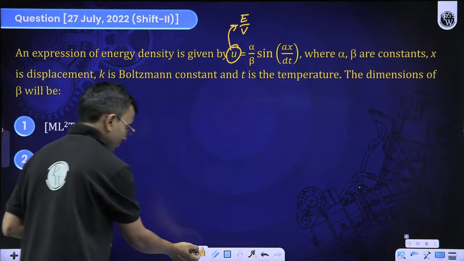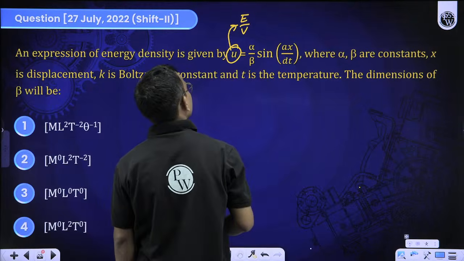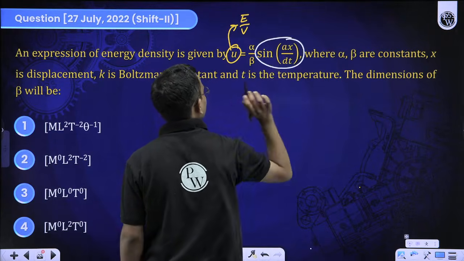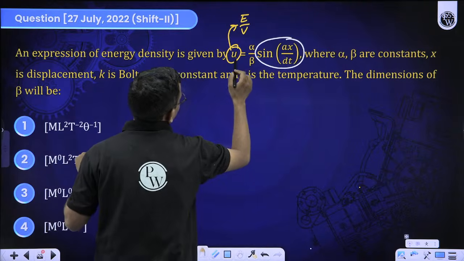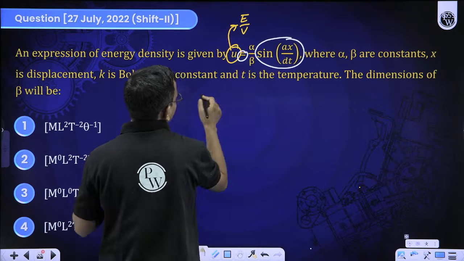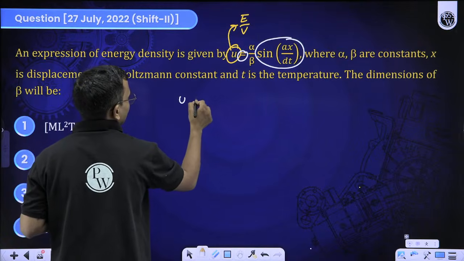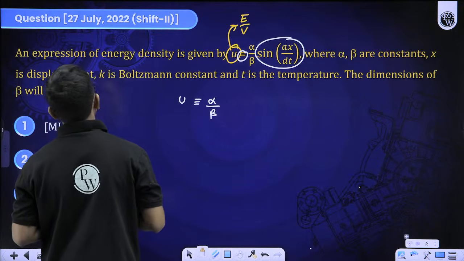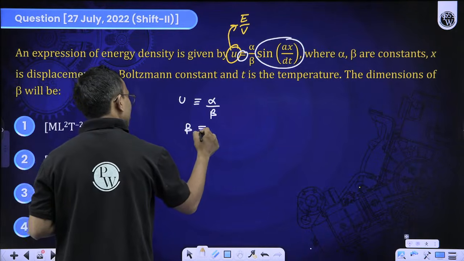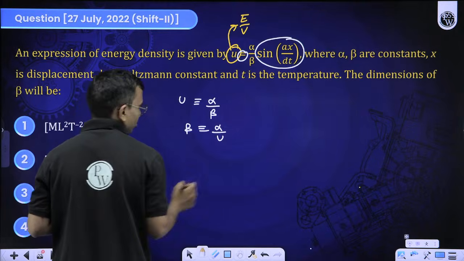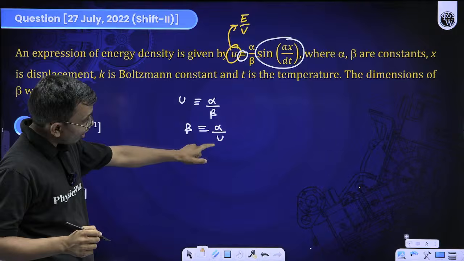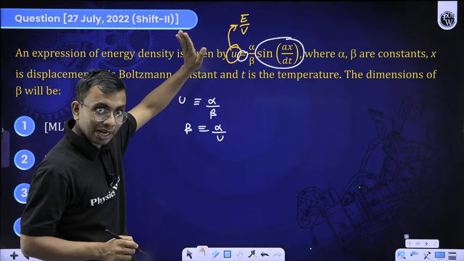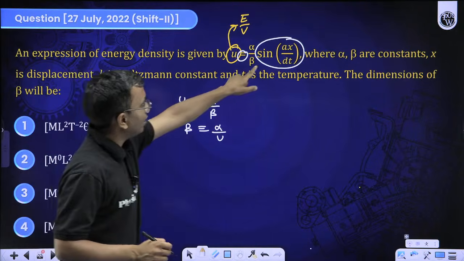So, first of all, see this. Here, this entire thing is dimensionless. No dimensions. Here there is an equal to sign. It means the dimensions of energy density are the same as alpha by beta. I need the dimensions of beta. So the dimensions of beta is alpha divided by U. But I don't know the dimensions of alpha. I only know the dimensions of U, energy per unit volume. That I know, but I don't know alpha. For alpha, I have to use this.